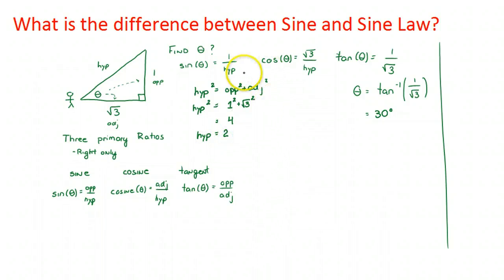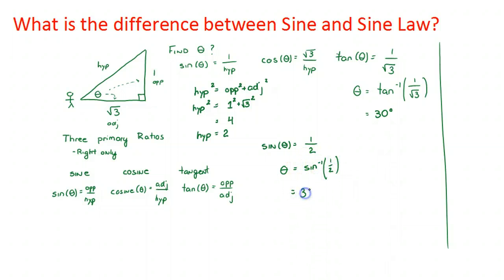So therefore, I'm a little all over the place here, I apologize. What I could say then is that the sine of theta is equal to the opposite, which is 1 over 2. So theta is equal to sine inverse of 1 over 2.